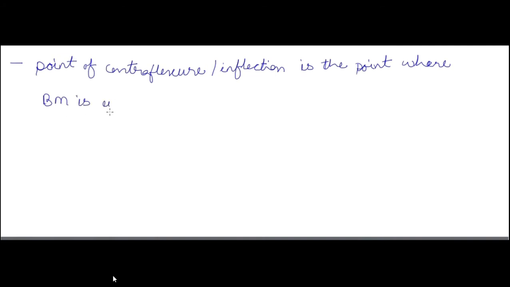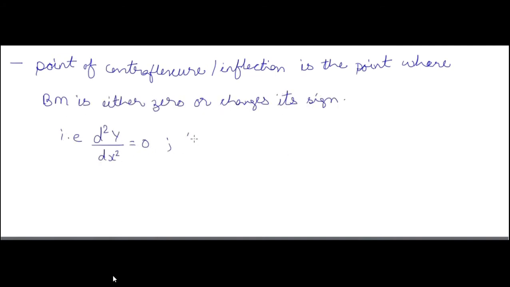The point of contraflexure or inflection is the point where the bending moment is either 0 or changes its sign. Okay, so bending moment will be 0 or change its sign at the point of inflection or point of contraflexure. So at those points, bending moment is 0 or changes its sign.